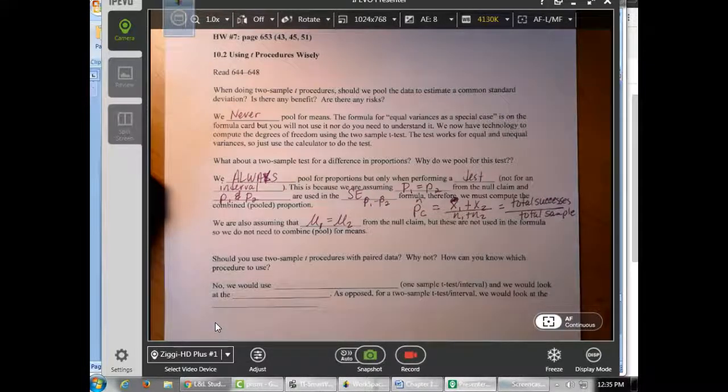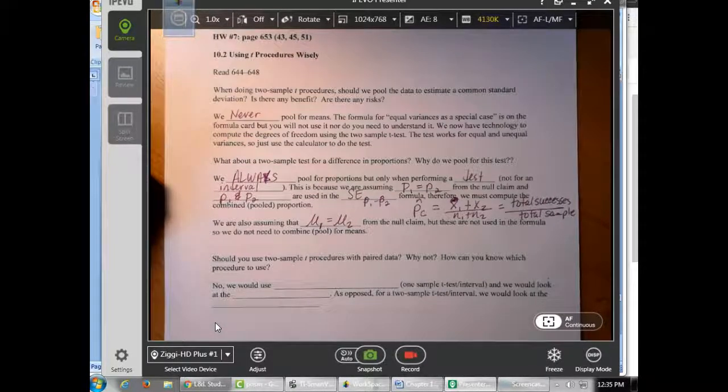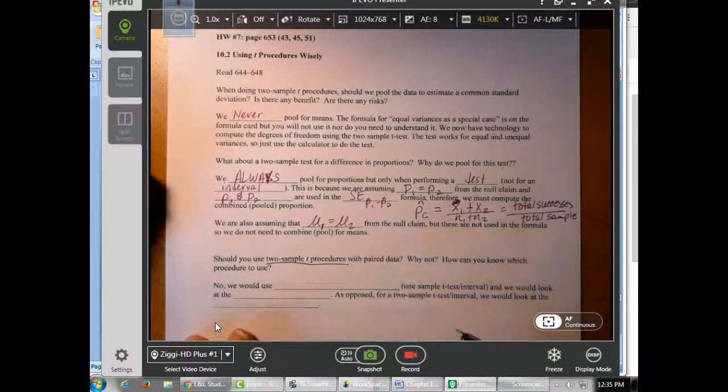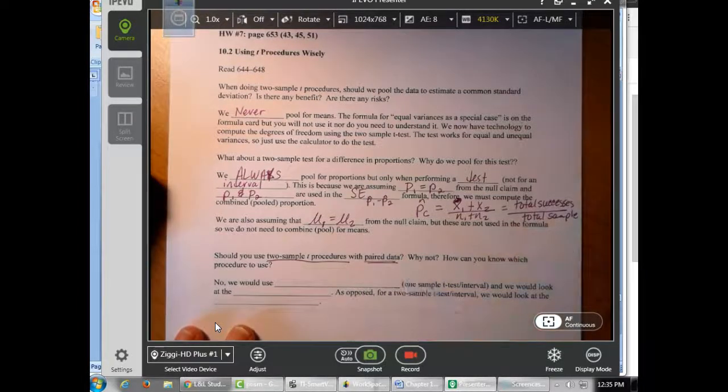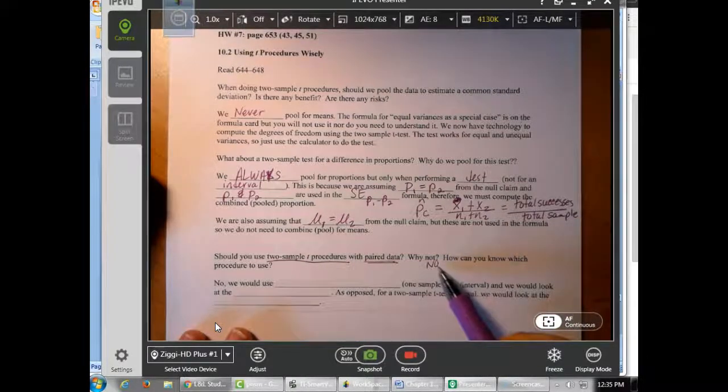Now, that's one concept. When do you pool? Only for proportions and only when you're running a test for the difference of proportions. One time and one time only. And the calculator does it for you, actually. Now, the next big topic is what is the difference between a two-sample T procedure and paired data? Should you use it for paired data? The answer is no. Why not? We'll talk about it.